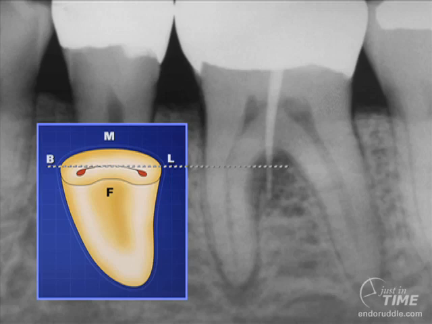It's going to be really important then to think about getting great access and de-roofing, flattening out those axial walls, but we now need to remove a big long triangle of dentin. And let's take a look and see how that might be accomplished.